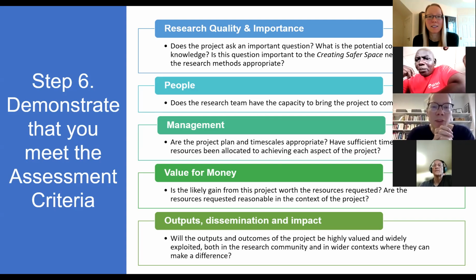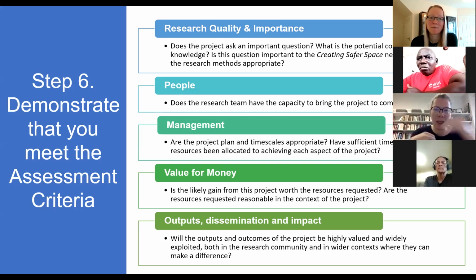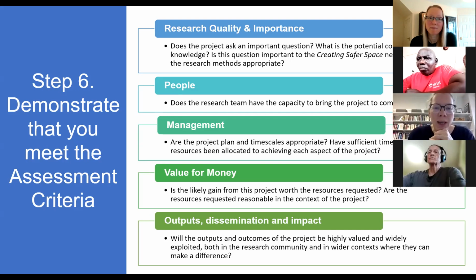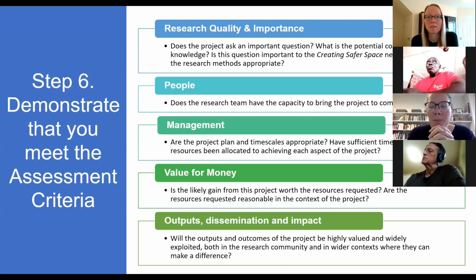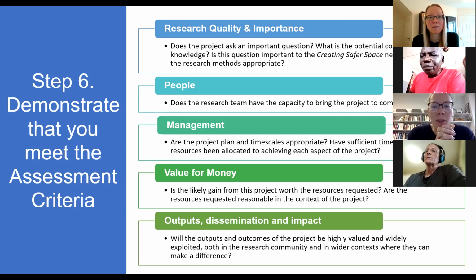The next criteria is about people. So you've seen in this 5,000 word section, the case for support, that there is also a question around the description of the research team and their roles. So the reviewers will be asked whether the research team have the capacity to bring the project to completion. So we would want to see who is doing what in the project and why they are particularly suited to take on this particular task.